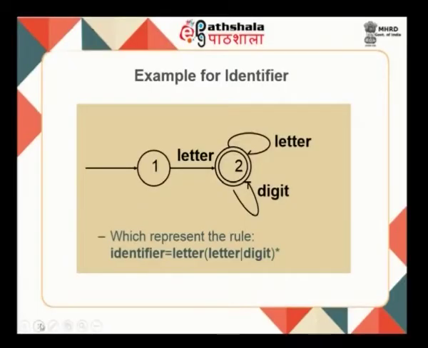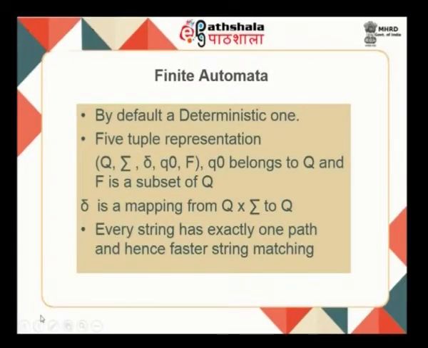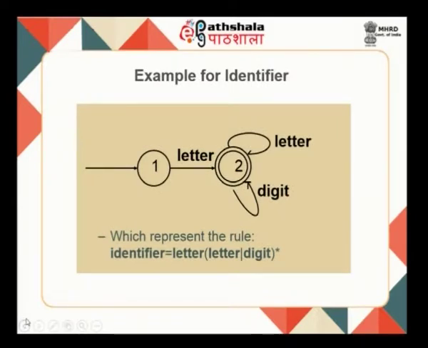Continuing on this discussion, we can define a finite automata as a 5-tuple representation consisting of Q, sigma, delta, Q naught and F, where Q is a finite set of states, sigma is a finite set of input symbols, delta is a transition function which is a mapping from Q cross sigma to Q, Q naught is an initial start state, and F is the set of final states, which is a subset of Q.